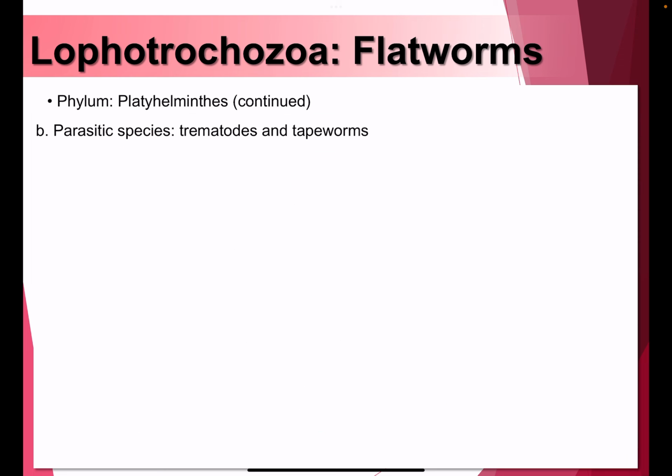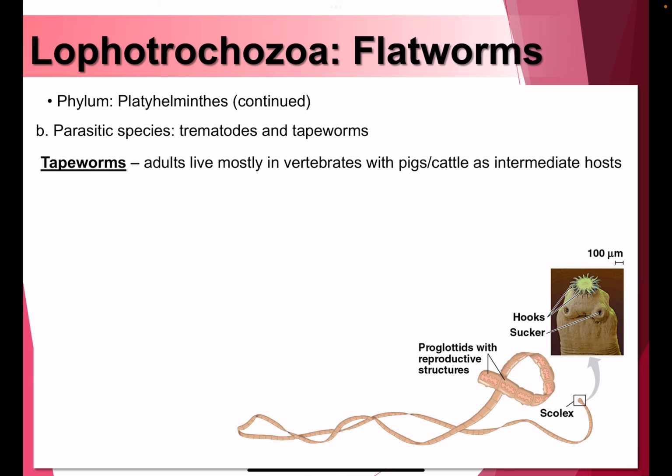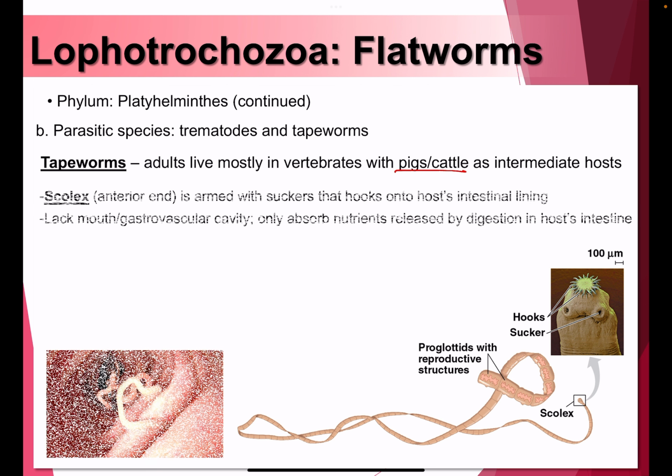All right, so the second type of parasitic species that's part of the phylum Platyhelminthes is tapeworms. Now, tapeworms usually live in vertebrates, where pigs and cattle are the intermediate hosts. Just like how trematodes have intermediate hosts and final hosts, tapeworms also have two levels of hosts.